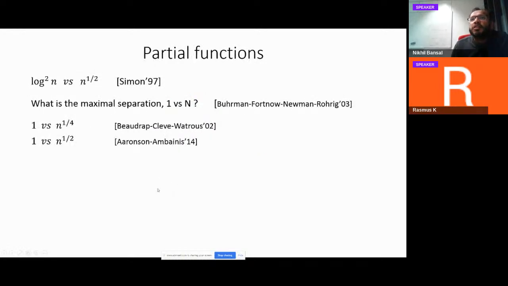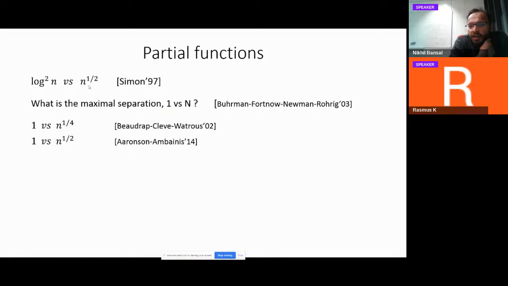So let's move on. What about partial functions? That's where the interesting thing happens, and you get these exponential gaps between classical and quantum complexity. So I already mentioned Simon's example, this problem of finding the hidden string s, where quantum queries were log squared n versus root n.